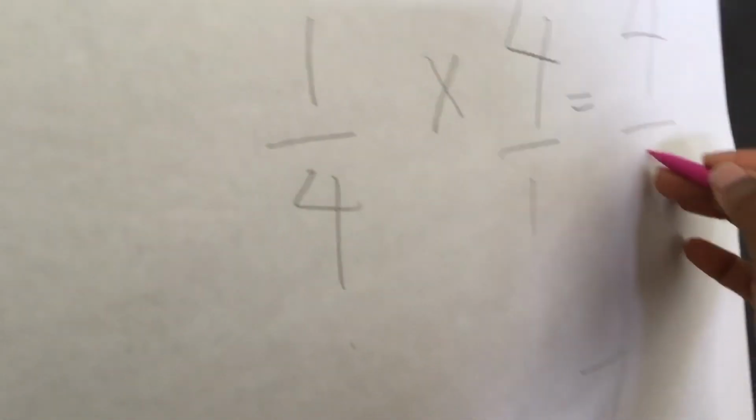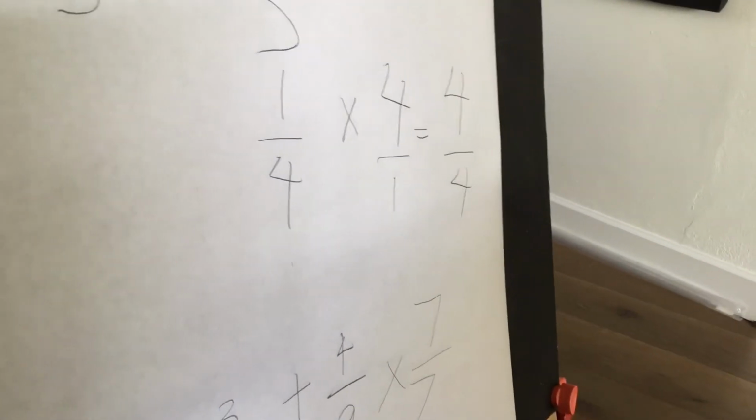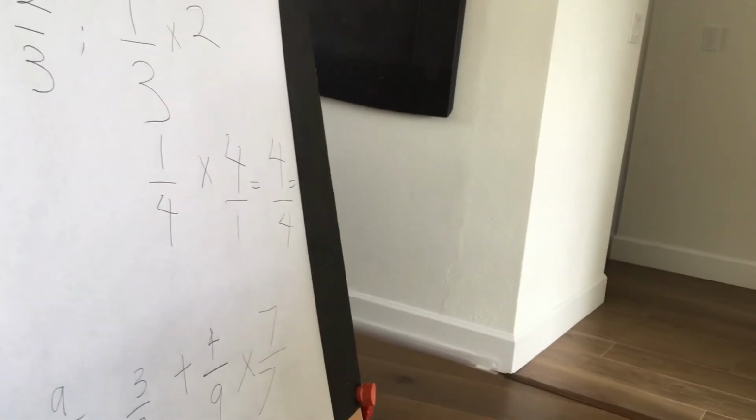And what is this number? 4 fourths. But what is it? 4 divided by 4. 4 divided by 4 is what? It's 1. So giving somebody 4/4 of something is literally 1 pizza. You're giving them the whole thing.